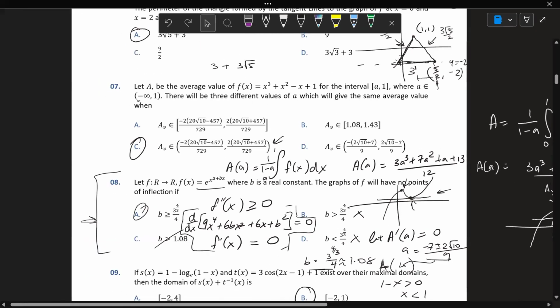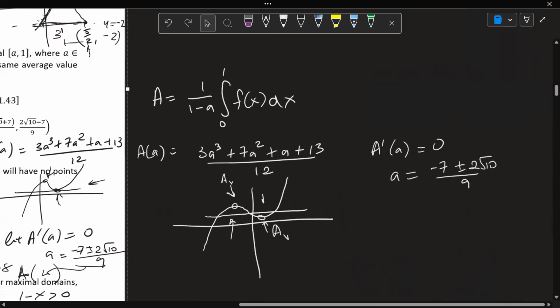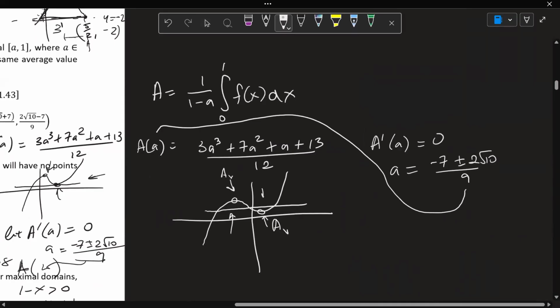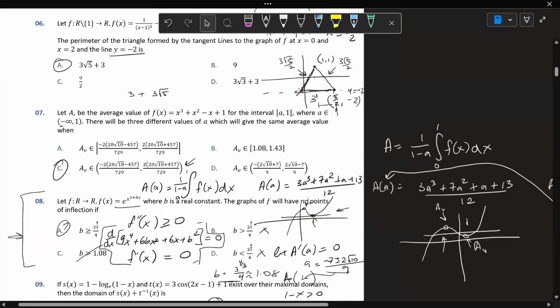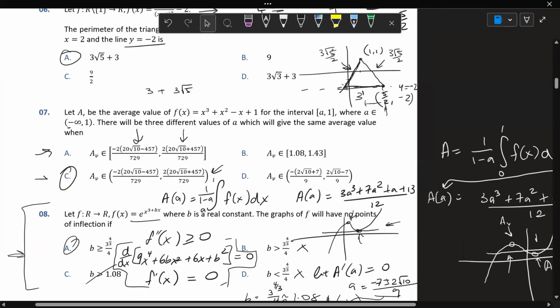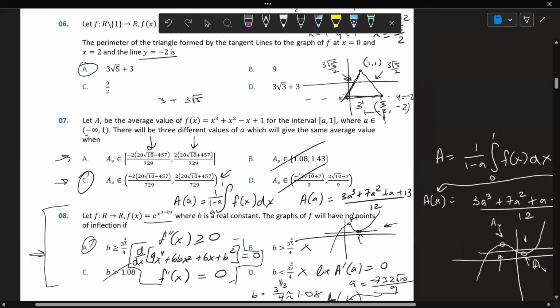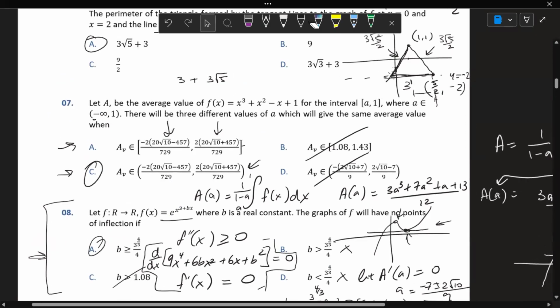However, the question isn't asking for the a value, but the average value. So you need to sub it back in. So you need to sub this back into this. And you end up getting this, oh, sorry, this and this. So it could be A or C now, because these are rejected now. And the only difference between them is the square brackets and the round brackets.